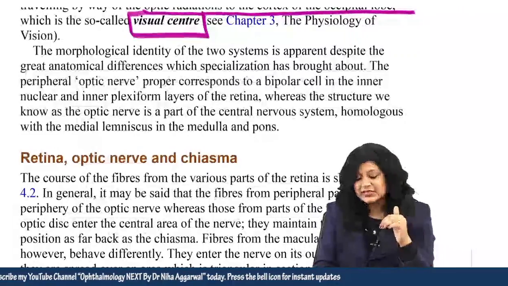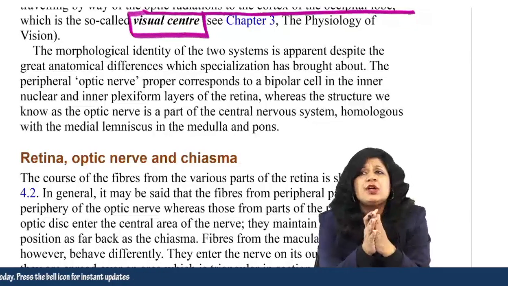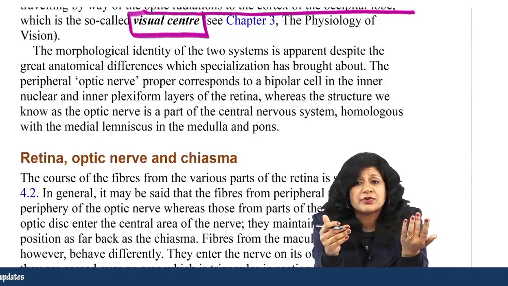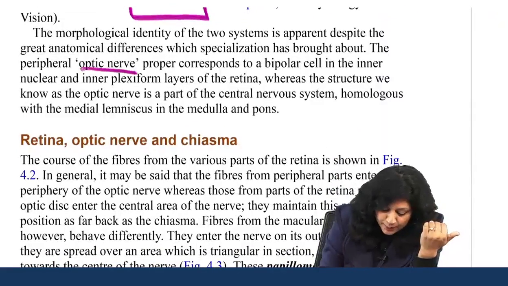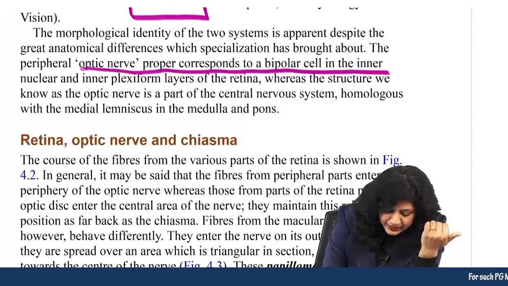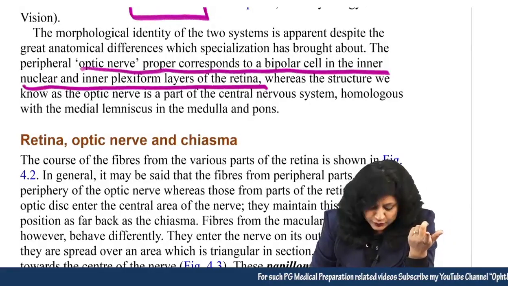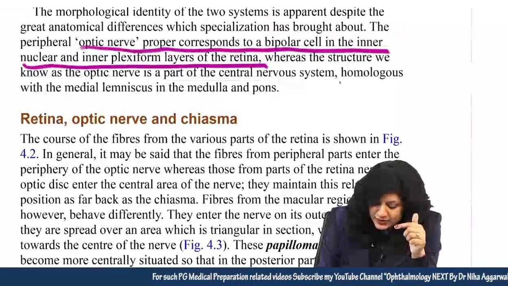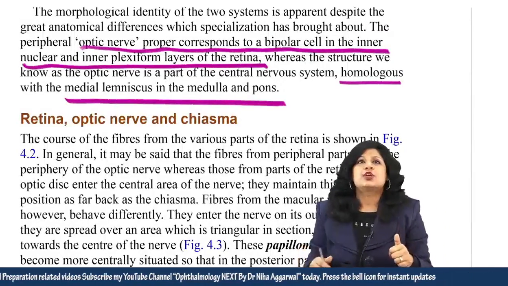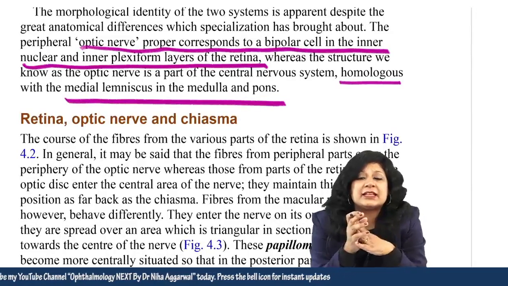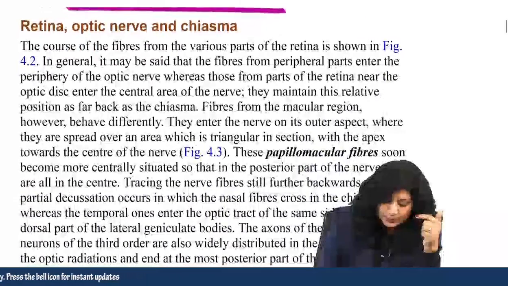Now the morphological identity of the two systems is apparent despite the great anatomical differences. If you see anatomically, obviously there are a lot of differences, but morphologically both of them are the same, and the peripheral optic nerve proper corresponds to a bipolar cell in the inner nuclear layer and the inner plexiform layers of the retina. So you already know the structure of the optic nerve as a part of the central nervous system, and it is homologous with the medial lemniscus in the medulla and the pons. So we are trying to explain all these things by explaining the homologous organs which lie in the central nervous system. Now coming to the retina, optic nerve and the chiasma.